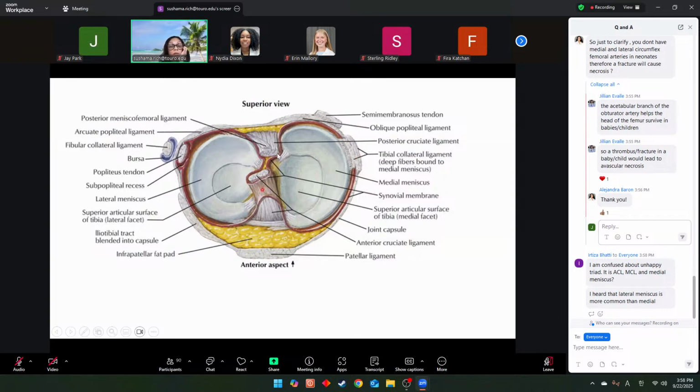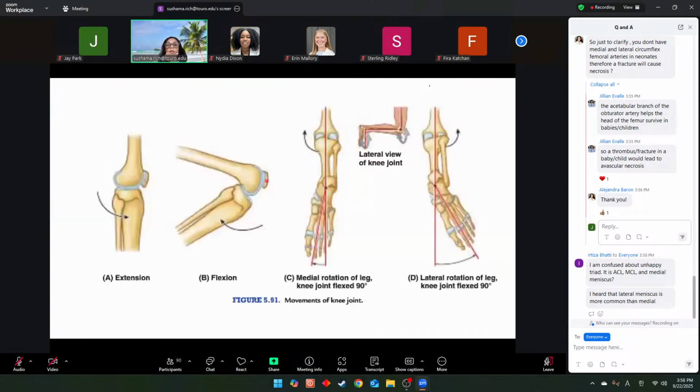meniscus. These two ligaments, cruciate ligaments, are intracapsular and extrasynovial. They're outside the synovial membrane. The synovial membrane, which is red in color, goes around and it avoids the cruciate ligaments, and it literally divides this knee joint into two compartments. Okay? Two compartments here. So just remember that the cruciate ligaments are intracapsular and extrasynovial.